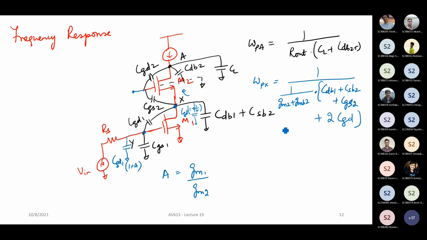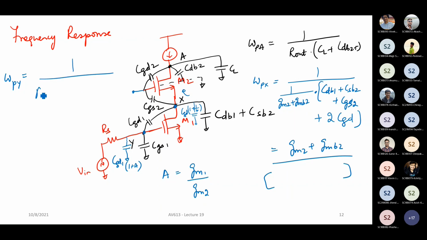So this can also be written as GM2 plus GMB2 divided by the sum of all these capacitors. All right. Now, what about the omega p1, which is at the input? At the input, what do you have? You have Rs, right? So it can be written as Rs times CGS1 plus 1 plus GM1 by GM2 times CGD1, which is approximately again CGD2 times CGD.